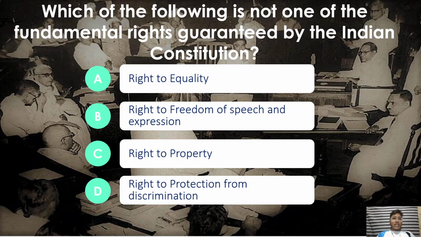Next question is, which of the following is not one of the fundamental rights guaranteed by the Indian Constitution? Option A is right to equality, option B is right to freedom of speech and expression, option C is right to property, option D is right to protection from discrimination. The answer is option C, right to property.